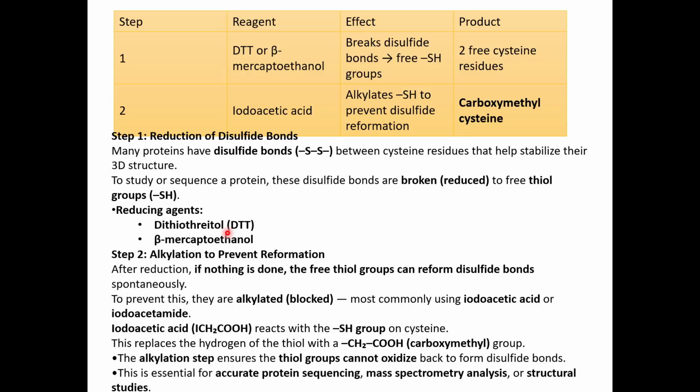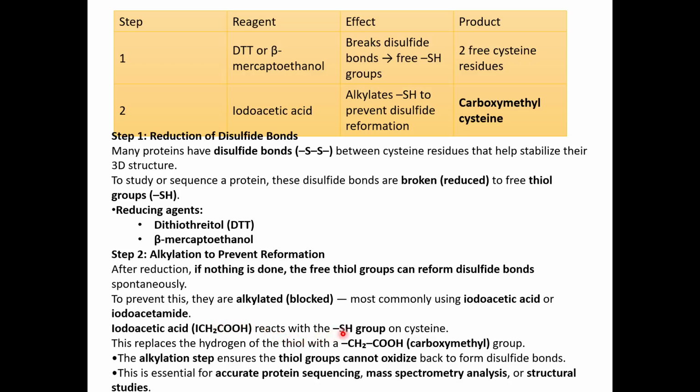Then next, alkylation to prevent the reformation. After reduction, if nothing is done, the free thiol groups, that is the SH groups, can reform the disulfide bonds. It's reversible, and it is a spontaneous reaction. So to prevent this reaction, they are alkylated and blocked. Mostly the alkylating agent that is used is iodoacetic acid or iodoacetamide.